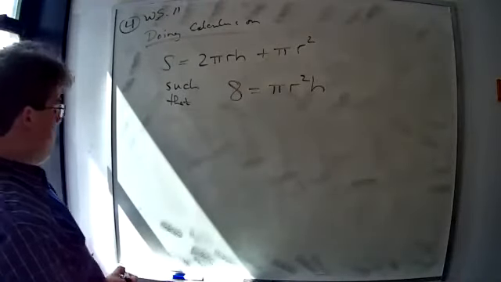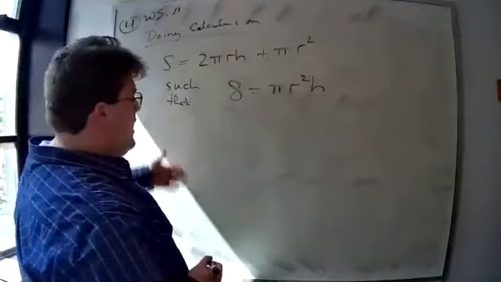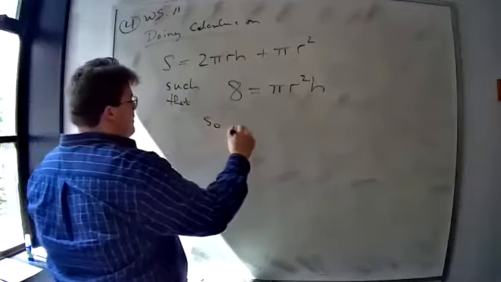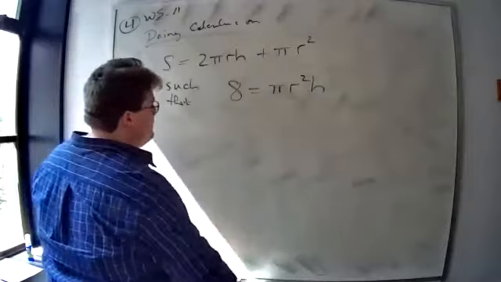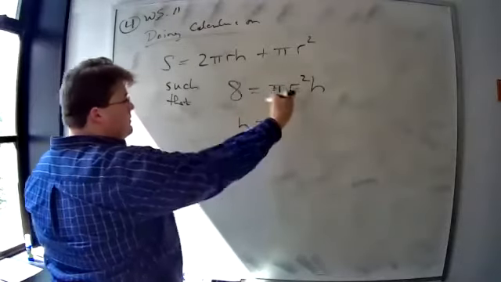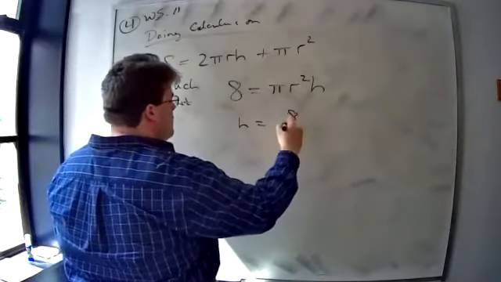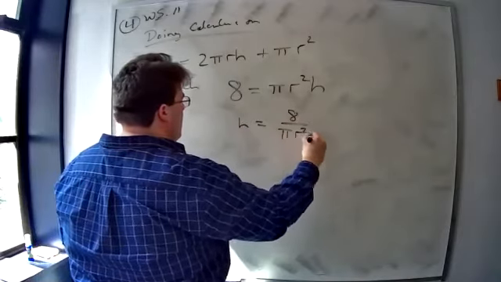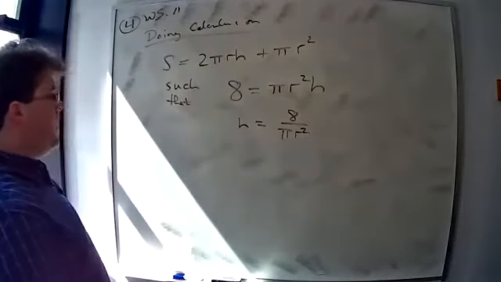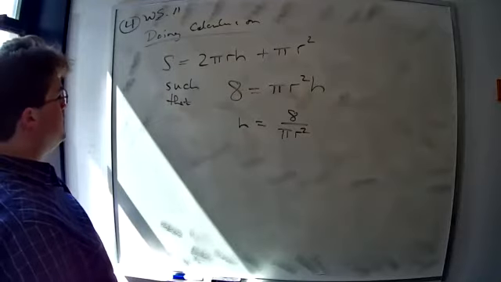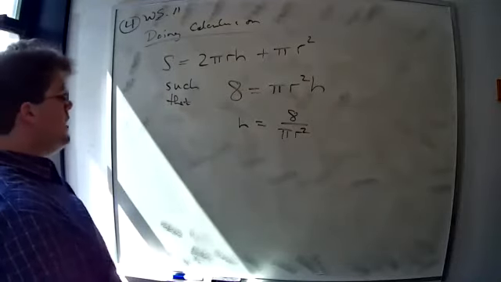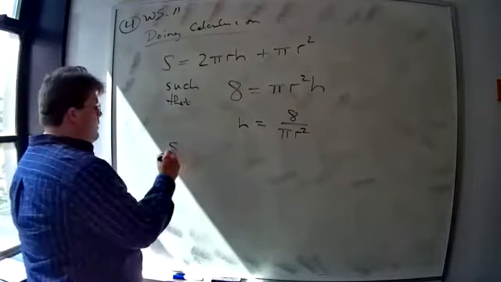And we can use this to eliminate the variable h. Well, I'll just say solve for h, divide by pi r squared, h equals 8 over pi r squared. Now, why does that help us? Well, now we can write the surface area in terms of just r.